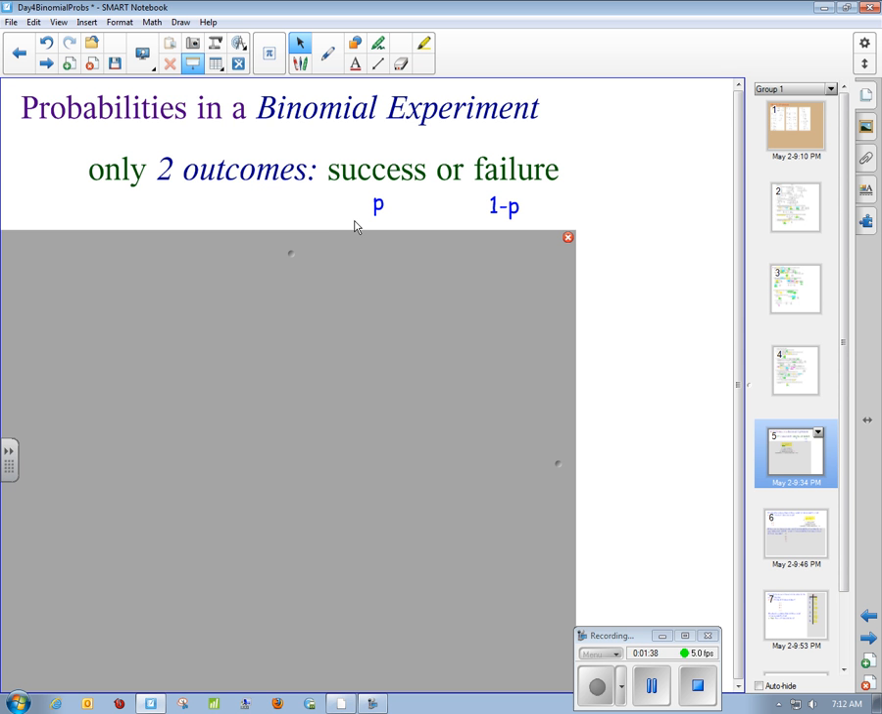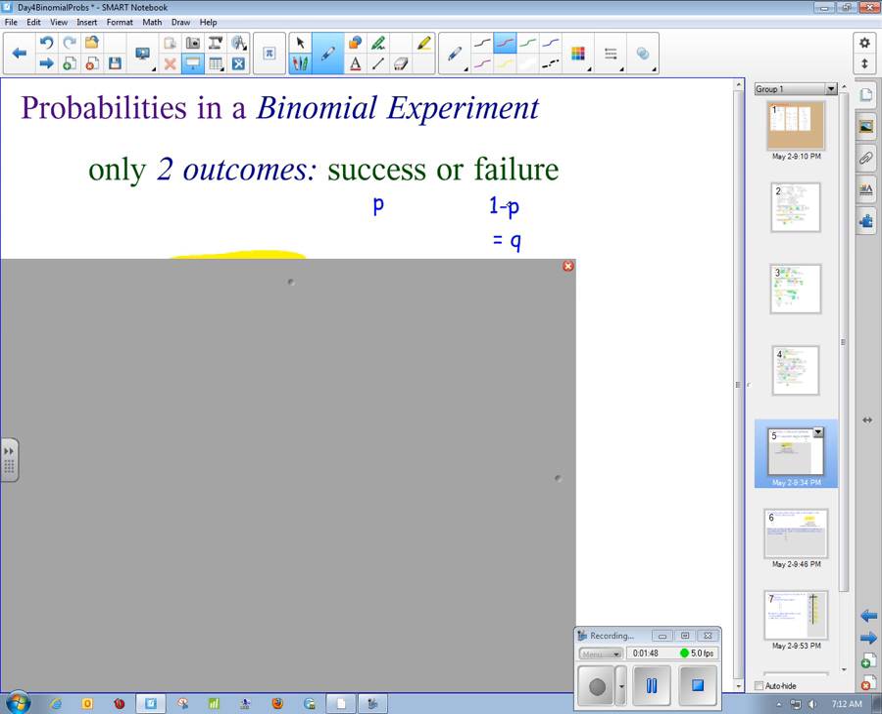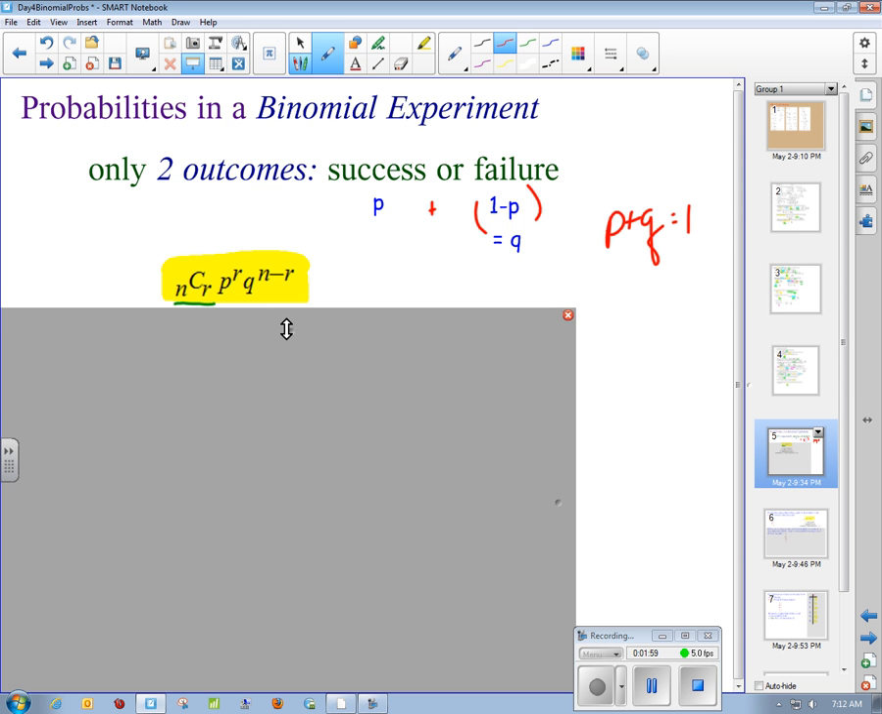That means failure is the complement of success. So p is success, failure is 1 minus p. And we have another name for that, we call it q. If you look at this, q is 1 minus p, and that's the same as saying p plus q is equal to 1, and there's your idea of complements.